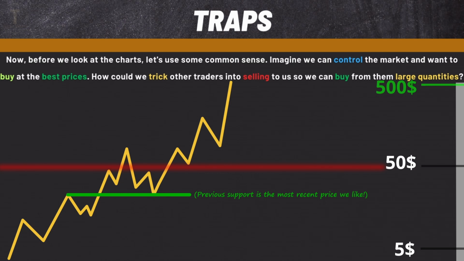Grab a pen and paper, and imagine yourself in control of the market, setting traps. You'll soon realize that many of these scenarios play out on the charts. Now, let's explore some real-life examples.